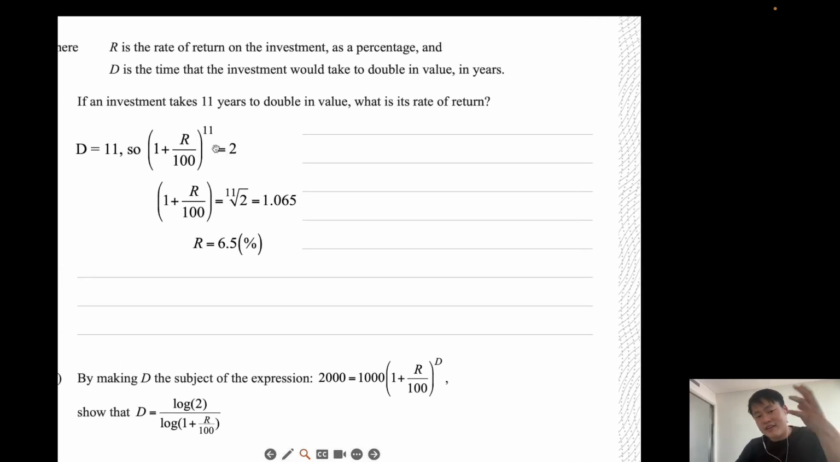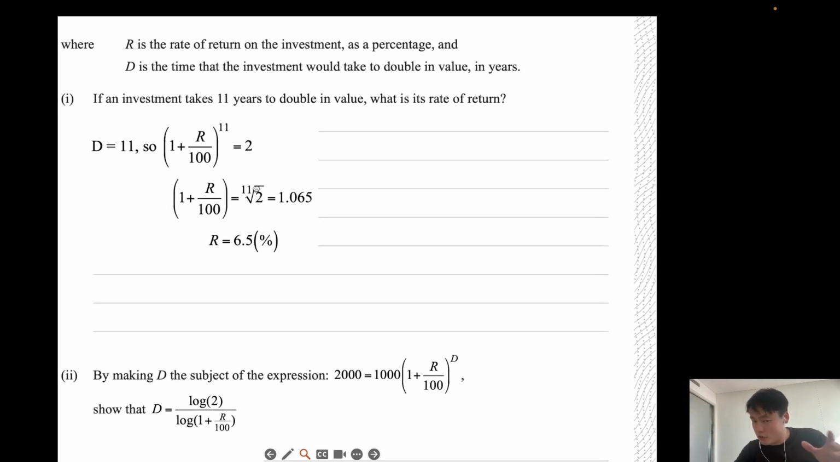And then you realize you have to get rid of that to the power of 11. You've got to move that 11 to the other side. If something to the power of 11 is equal to 2, doesn't that mean that something inside the bracket must be the 11th root, which is what this is? Any confusions there? You can also think about it this way. Why is it going to be the 11th root? What's the opposite of to the power of 11? It's the 11th root of something. So move that to the other side, it's just the 11th root of 2. Which is where you get 1.065.